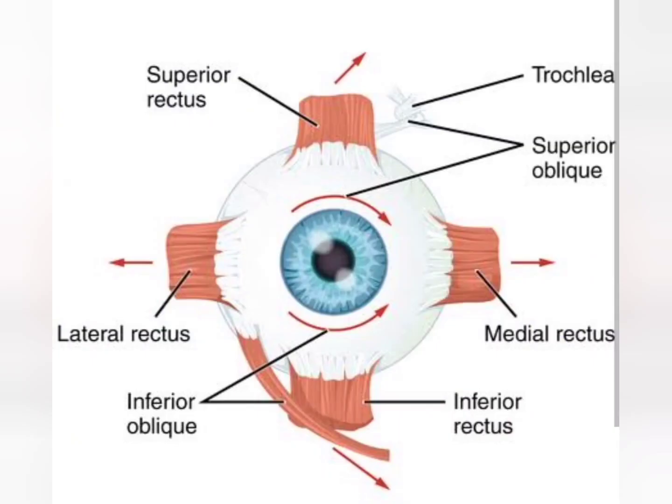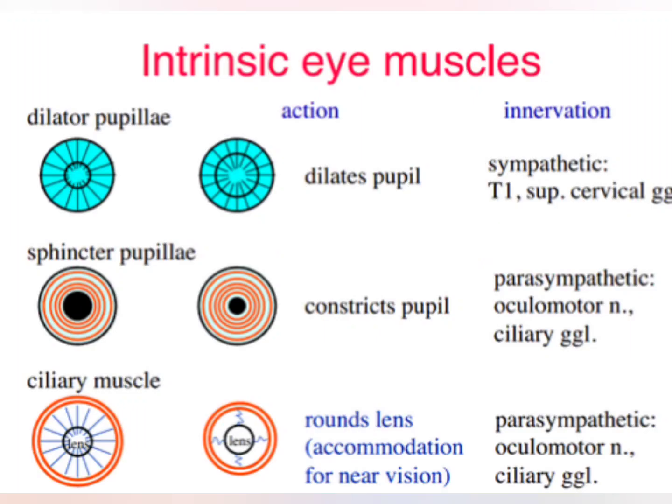There are mainly 6 extraocular muscles which help to move the eye: superior rectus, inferior rectus, medial rectus, lateral rectus, superior oblique and inferior oblique muscles, and one other, the levator palpebrae superioris muscle. It helps to open the eyelid. The intrinsic ocular muscles are present within the eyeball itself and control the eye movements.